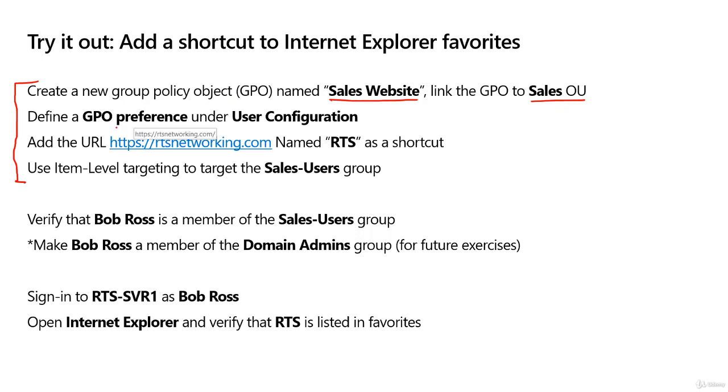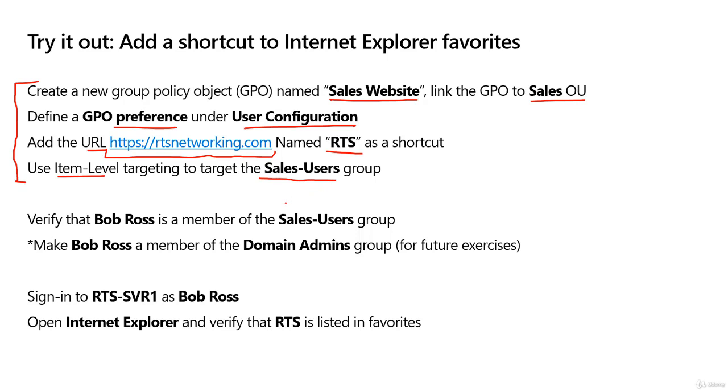I'm going to go to preferences under my user configuration when I edit that group policy object, and I'm going to add a shortcut that points to the URL https://rtsnetworking.com, and I'm actually going to name it RTS. So we'll see there's a spot for the name, then you define the URL the name resolves to. And I'm going to use item level targeting, and I'm going to target this specifically to the sales users group.